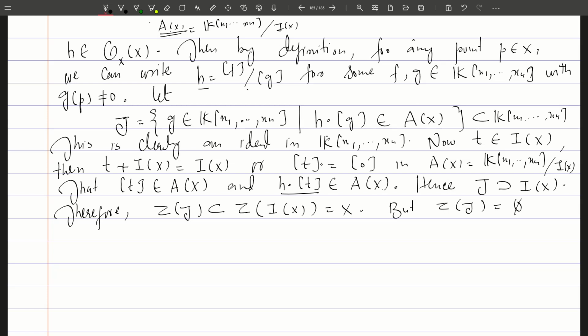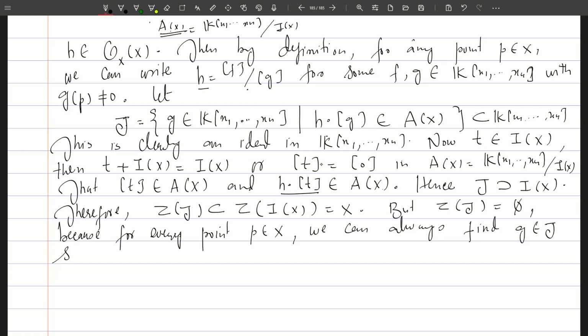Why? But the zero set of the ideal J is empty. Why? Because for every point P in X we can always find G inside the ideal J such that G of P is non-zero. I mean, at each point of X we can always find a polynomial inside J which does not vanish at that point. So that means the zero set of J is empty.